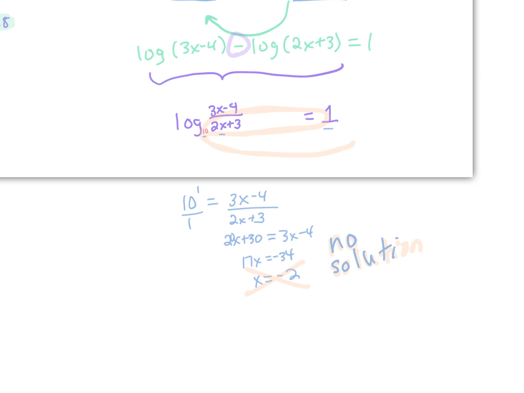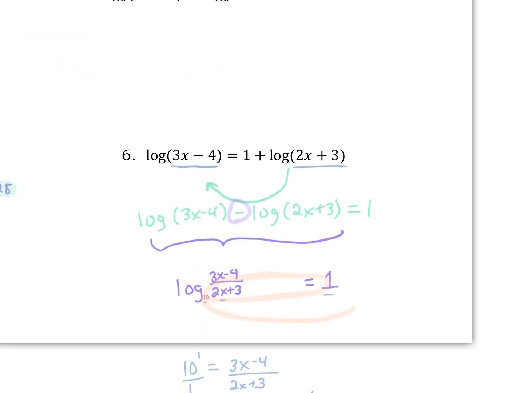Wait, how do you know it's no solution? Because the one answer that we did get when we were solving does not go back and check up here. If we plug negative 2 into this argument, we're going to get a negative argument, and we can't have that. Good question. Are you plugging it into the very original equation? Yes. Okay, you always want to plug into the original.